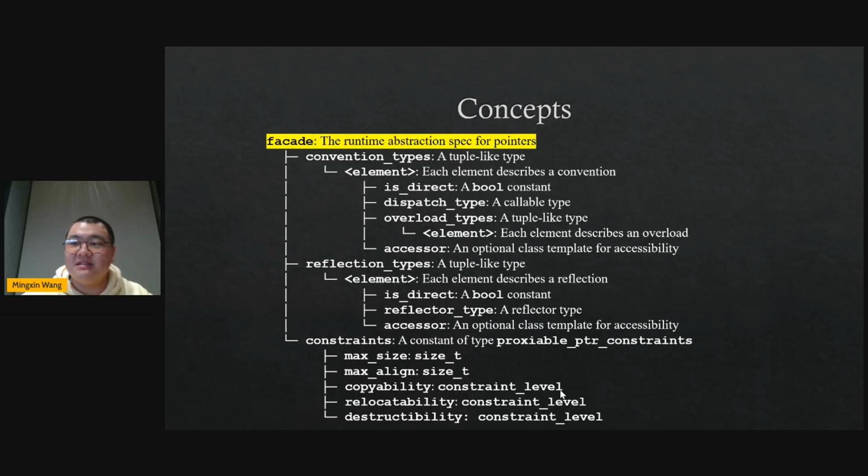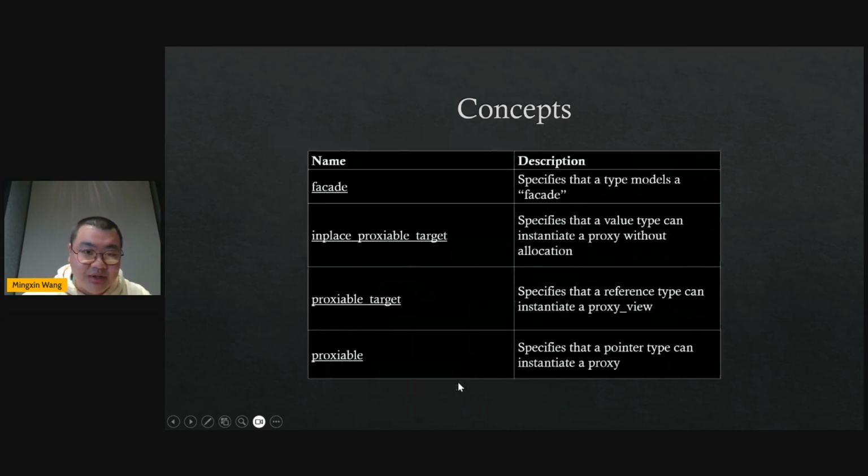The most relaxed is none, and non-trivial, then nothrow, and trivial. If you are familiar with type traits, you will see the type traits always named with the 4 constraint levels. And in this library, we abstract it as an enum, constraint level.